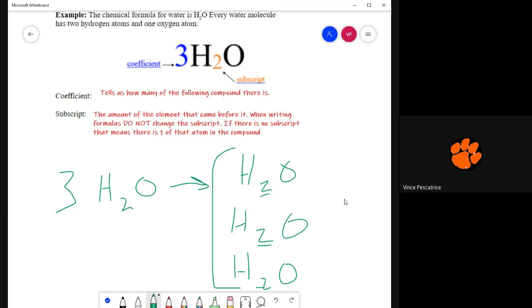Good. So there are 6 total hydrogens and 1, 2, 3 total oxygens. Writing the 3 in front is like putting a parenthesis around a math problem. And just like in a math problem, remember, if there's no subscript, it's like an invisible 1. So you do 3 times 2, and then 3 times 1. 3 times 2 is 6, 2, 4, 6. 3 times 1 is 3, 1, 2, 3. And that's where we're going for the next part.